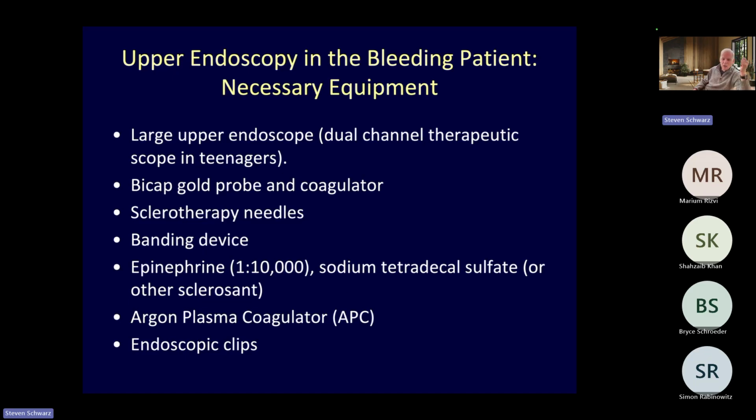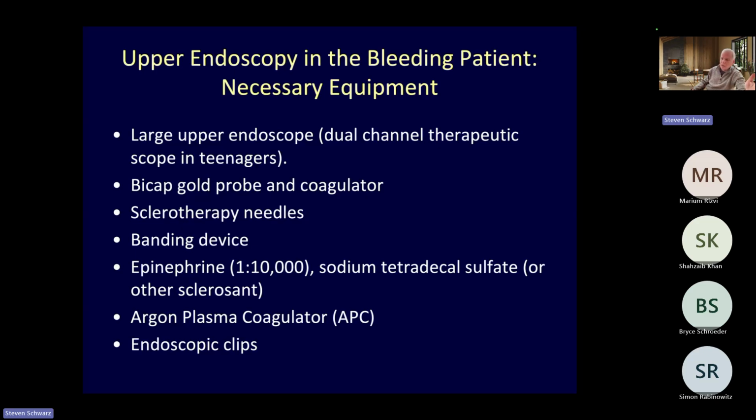Large upper endoscope. Again, what size endoscope? The minimum diameter is 10 millimeters. Because, particularly if you're going to engage in active therapy, you need a larger bore scope. It's also important because a larger bore scope has a larger suction channel to get rid of blood and secretions. You want to have a bicap, gold probe, and coagulator.